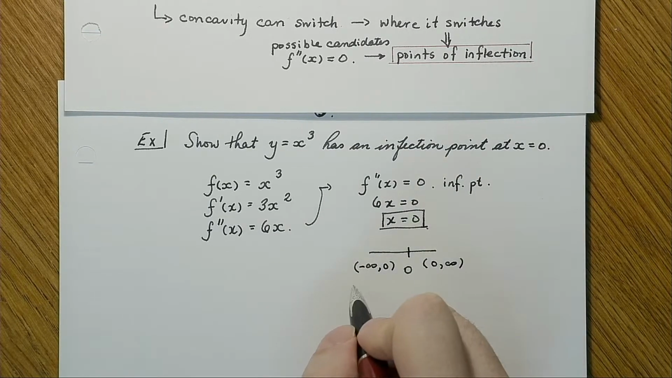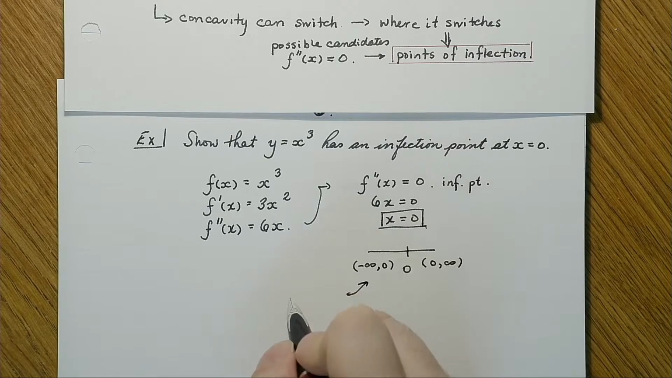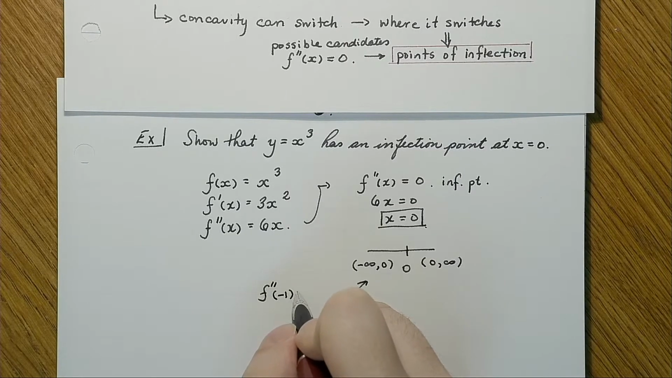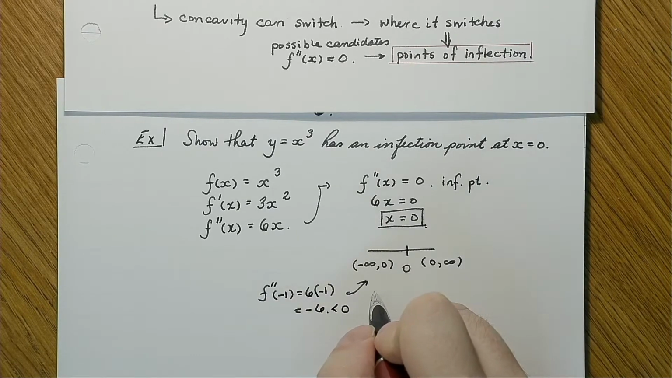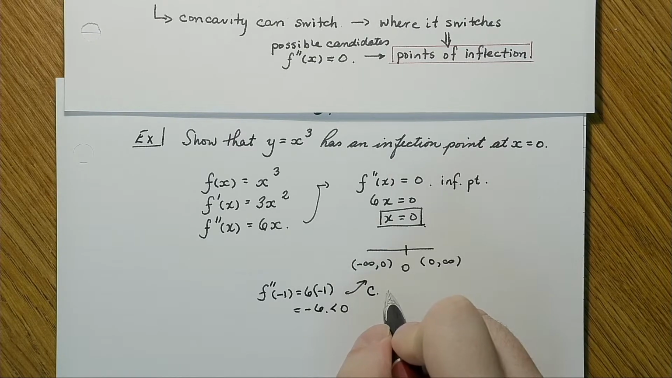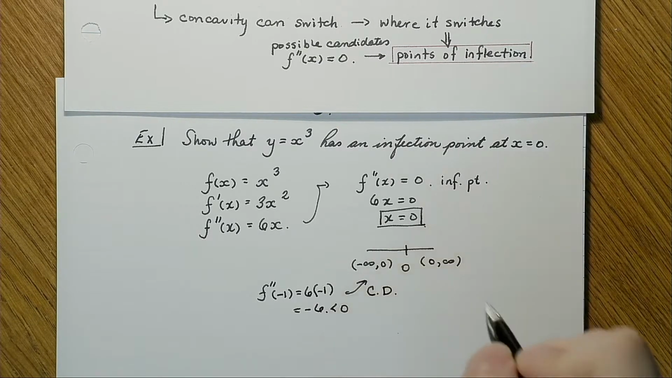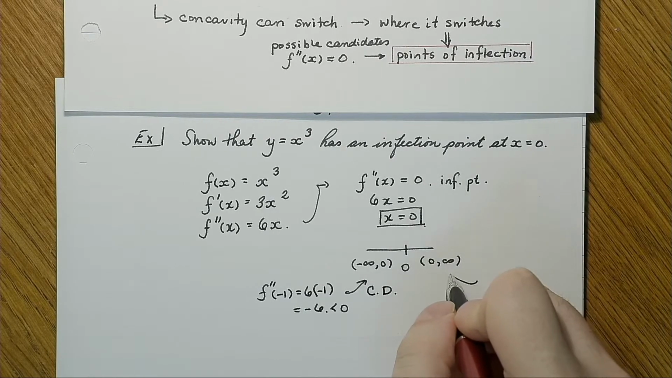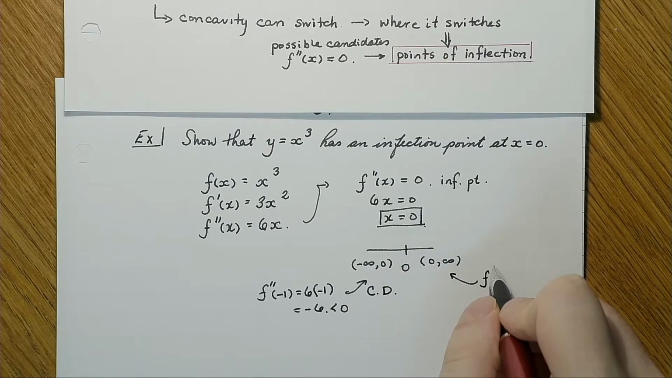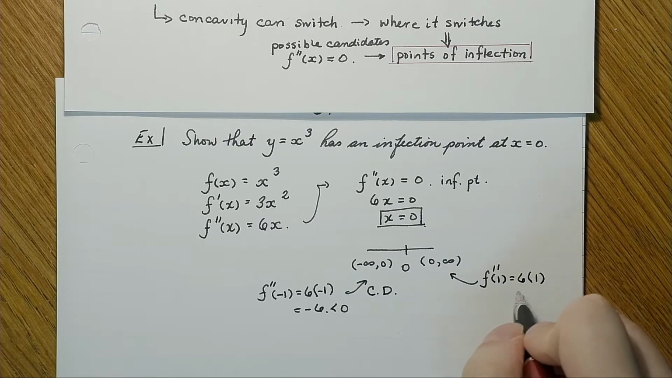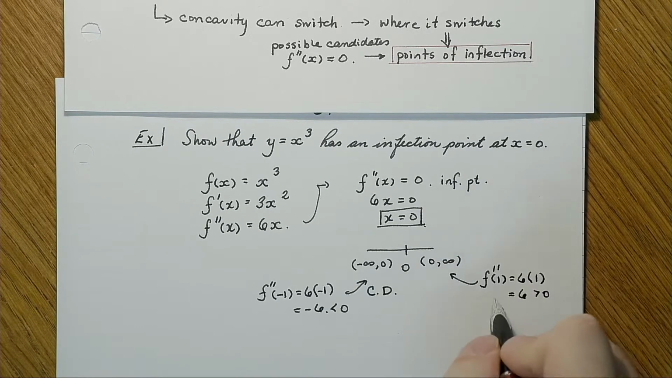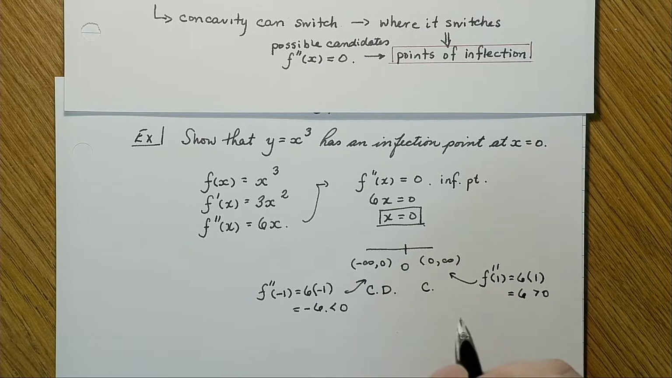To do that, I'm going to do a test point here. I'm going to pick f double prime at something in that interval. I'm going to pick -1. So I got 6 times -1 gives me -6. So that is less than 0. So again, this is concave down. And for this one, I have 6 times 1. So that's equal to 6, which is positive, which means that this is concave up.